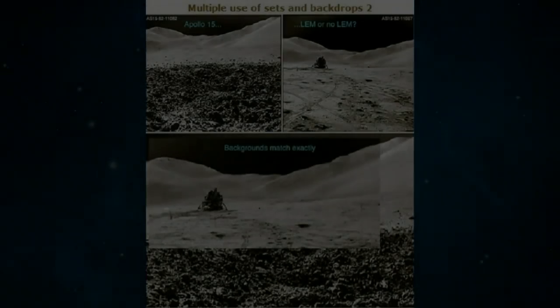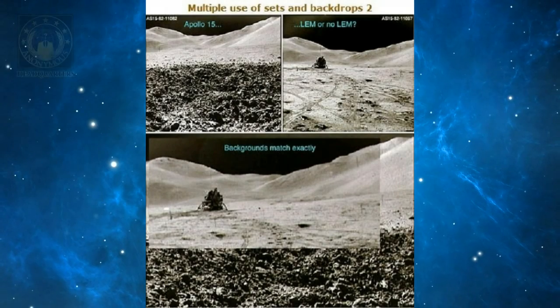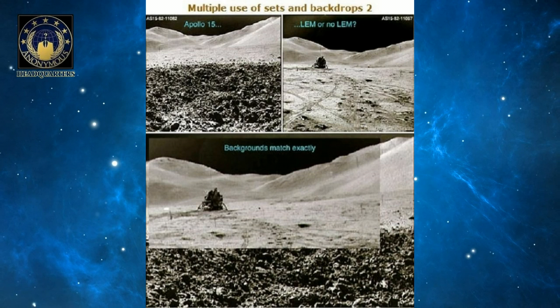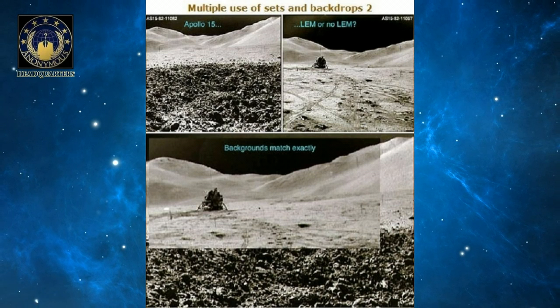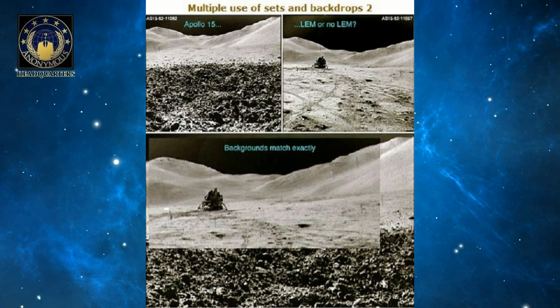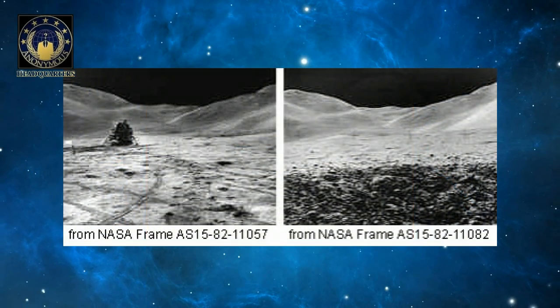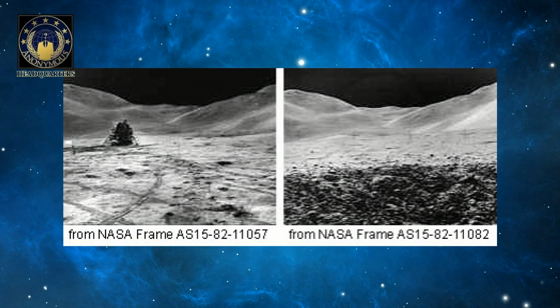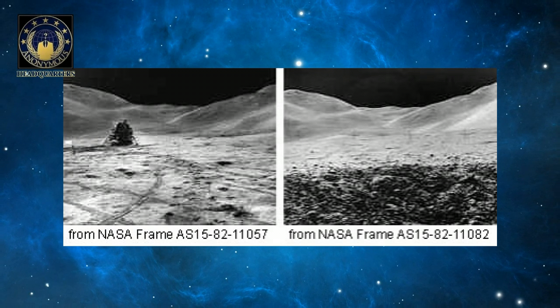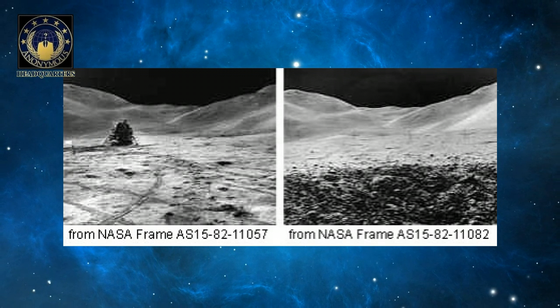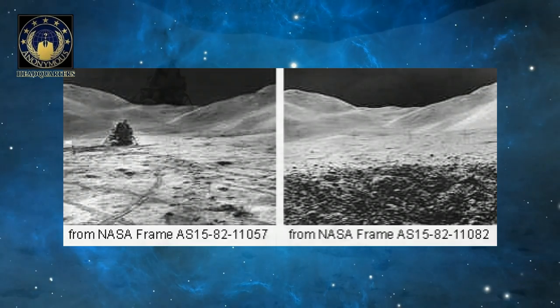Number 2, identical backgrounds. There are two photos that were taken during the Apollo 15 mission which show identical backgrounds, though the photos were taken at a fair distance from one another, leading many to believe the photo backdrop was duplicated, and therefore fake. Some sources claim the photos were supposed to have been taken miles apart from each other, however NASA states that the first photo was taken at Station 8, while the second was taken at Station 9.